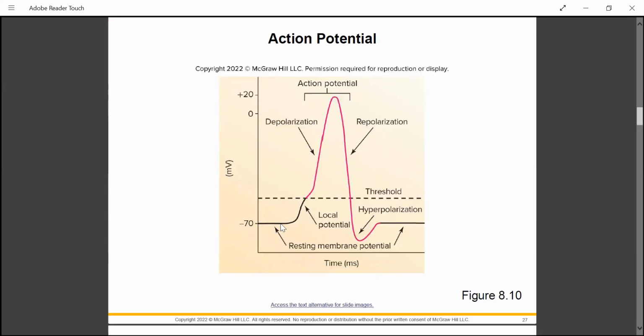So resting potential here is at negative 70, local potential crosses the threshold, sodium rushes in through the channels, and depolarization happens to trigger an action potential. The potassium voltage-gated channels open, potassium rushes out, and we go back to negative. That's hyperpolarization. And then our sodium-potassium pump is going to restore us back to normal resting potential.